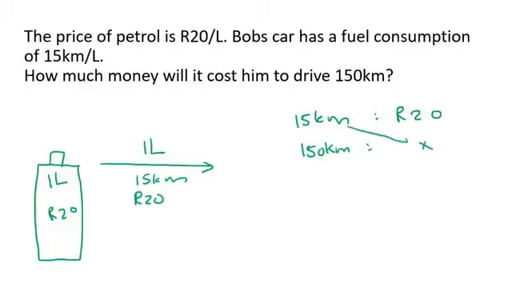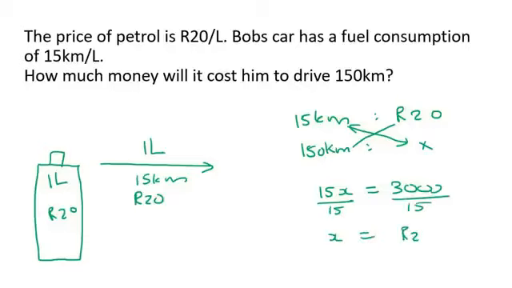So here once again you can just multiply those two together. So that'll give you 15X. And then you make that equal to these two multiplied together. Now what is 150 multiplied by 20? 3,000. Now to get X by itself, you've got to get rid of that 15. You do it on the other side as well. And so that'll be 200 Rand. So that's going to cost him 200 Rand to be able to drive 150 kilometers.